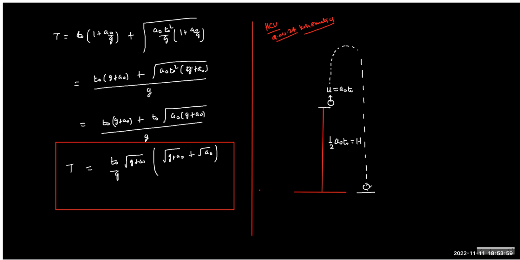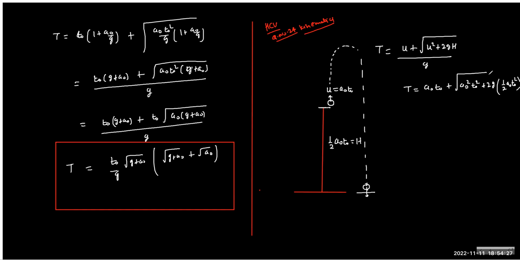So we know how to solve this question. We have just done this question, right? So what is the time of flight? U plus under root of u square plus 2gh, upon g. I think this was the answer. Correct? So a naught t naught, a naught square t naught square, 2g half a naught t naught square, upon g. This is the answer in one line.